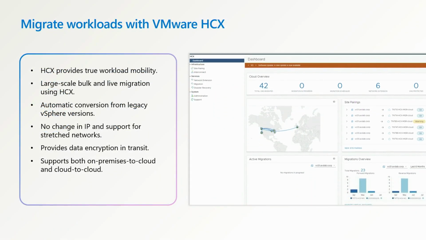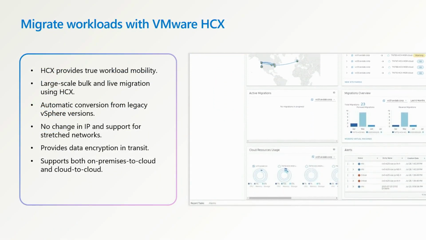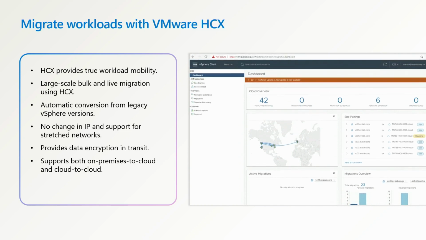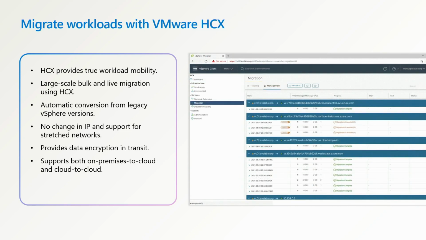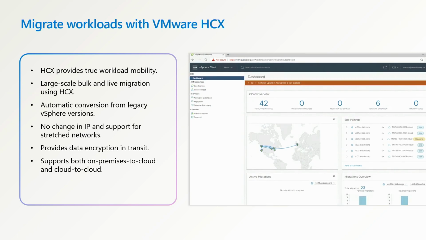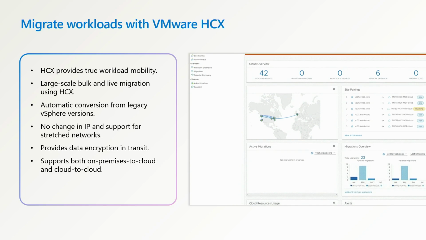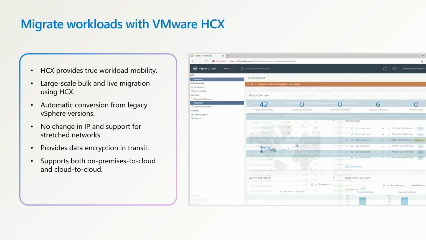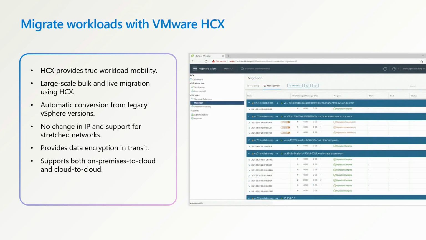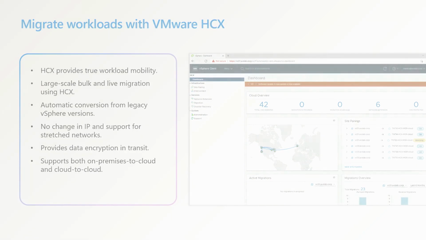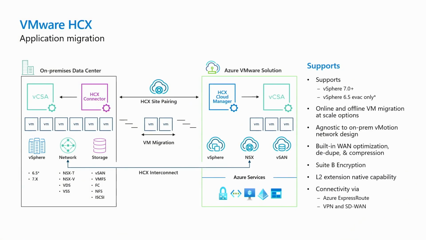So here's just a cool little graphic, just how HCX, you create your site pair. You can use it for large-scale migration. You can use it for layer 2 migration, like keep your IP. It's on-prem, this IP. You migrate into AVS, same IP, everything's up and running. It's data encryption in transit, and you can go from on-prem to cloud or cloud to cloud. It also can convert legacy VMware VMs into the later version as well.